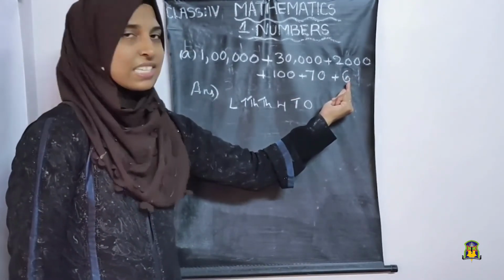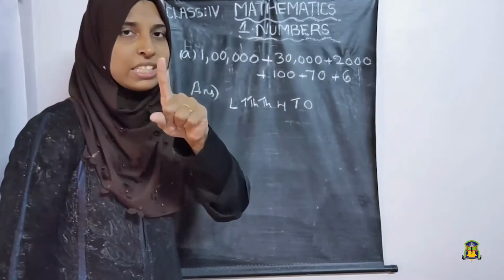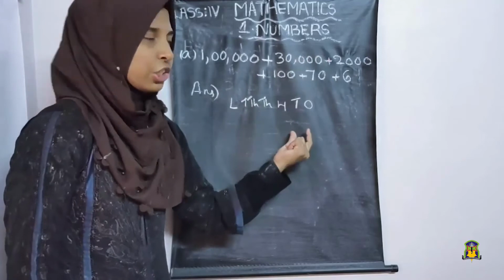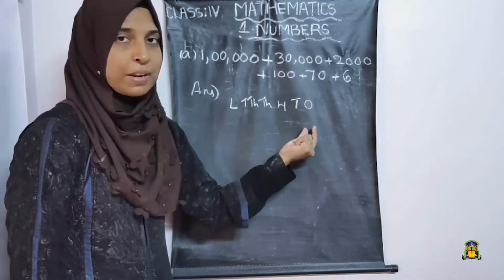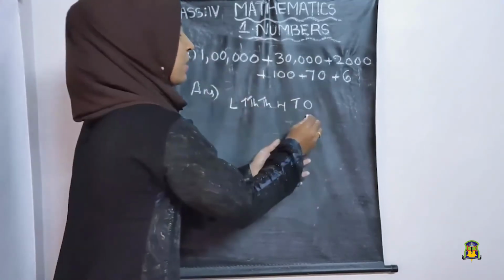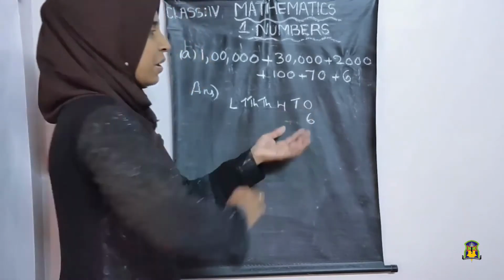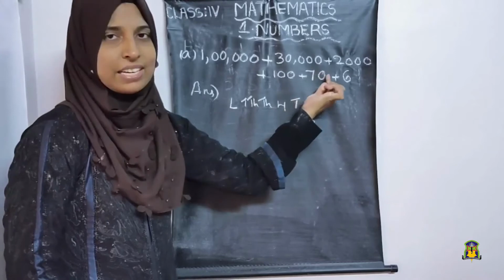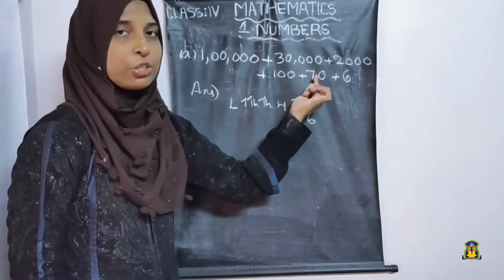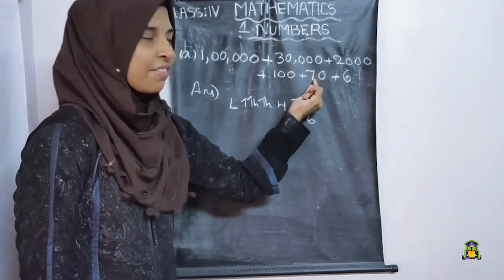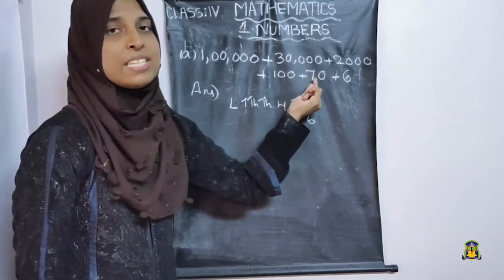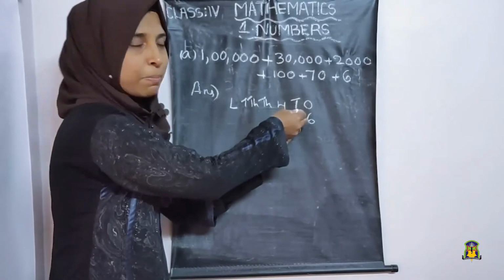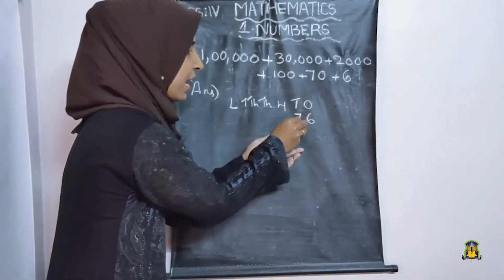Which is the first one? 6. 6 is a 1-digit number, so 6 is in the ones place. That means in the short form, in the ones place, the number will be 6. Then check the next number. Here 70, a 2-digit number. 7 is in which place? 7 is in the tens place. So in the short form, in the tens place, the number will be 7.